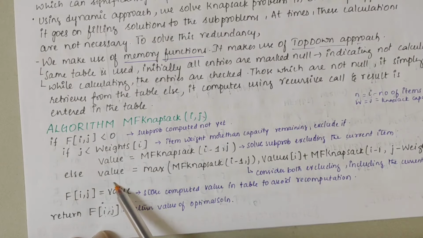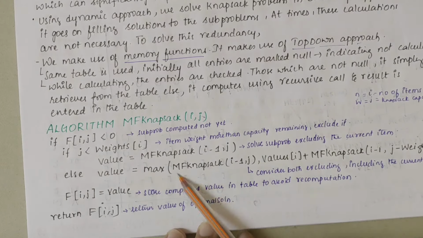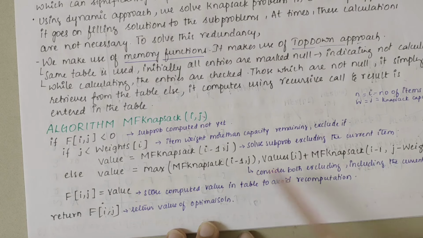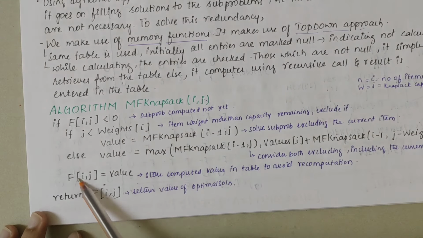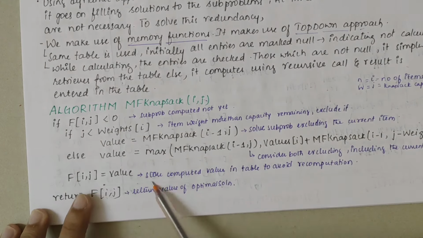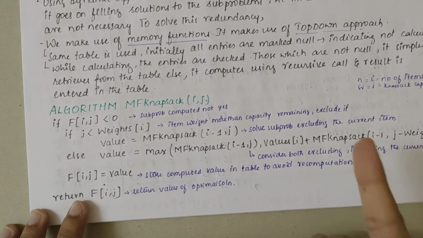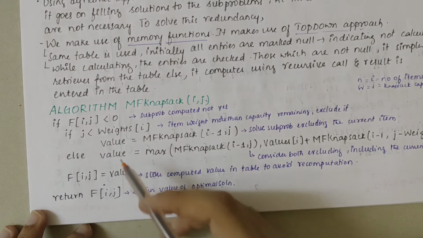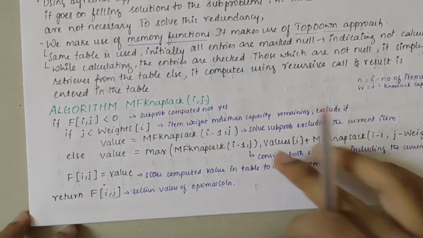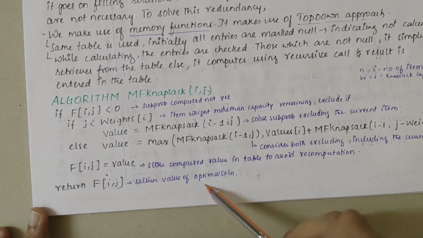Else we will find the maximum value. We'll consider both excluding and including the current item: MFKnapsack(i-1, j) and Value(i) plus MFKnapsack(i-1, j minus Weight(i)). Finding the value, we update F(i, j), that is, store the computed value in the table to avoid recomputation. Once the values are updated, we need not calculate them again, unless we encounter these two situations where we have to select the maximum value. Finally we return F(i, j), the value of the optimal solution.